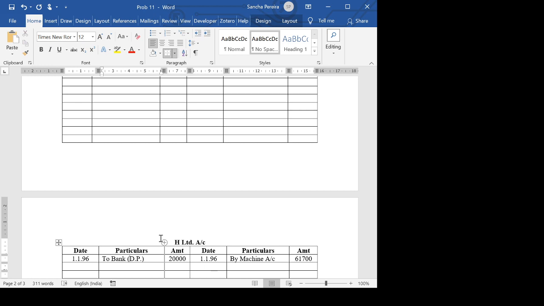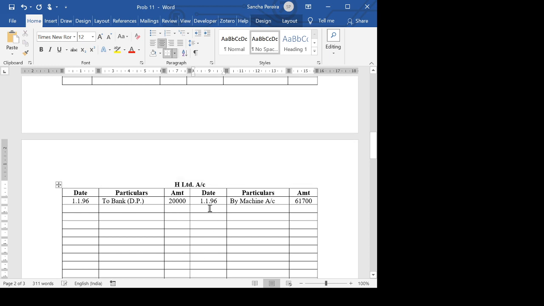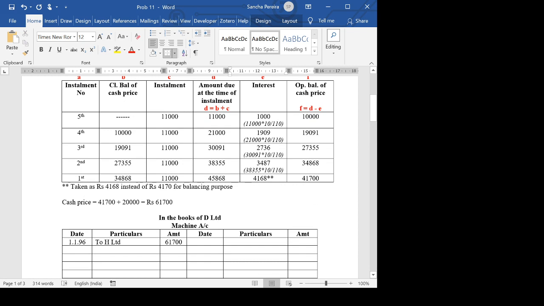So we first show the interest that is outstanding. So interest account debit to H Limited. So in H Limited, it will be by interest at the end of the year. By interest. Okay. Now please be careful. Which will be the interest amount? Quick, look at the table and tell me which is the interest amount.